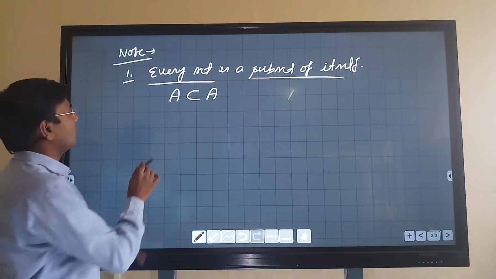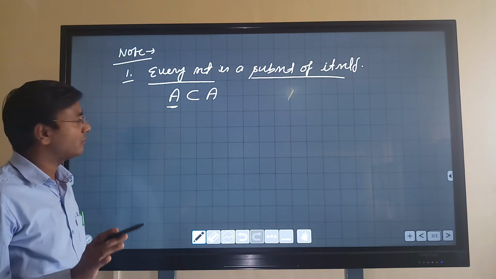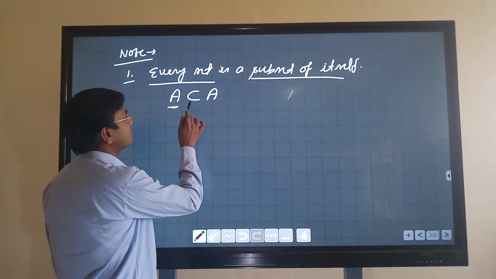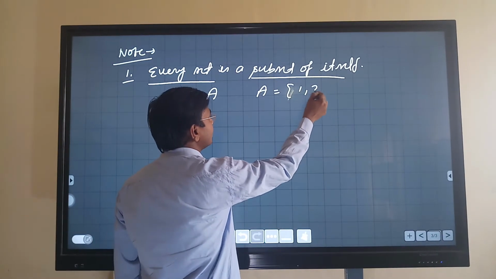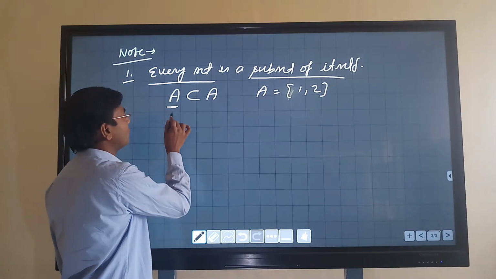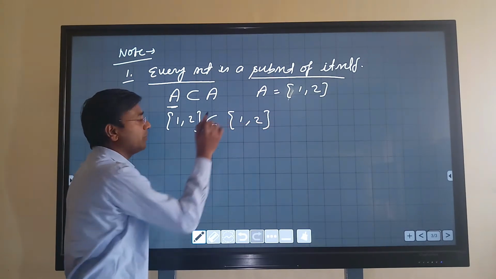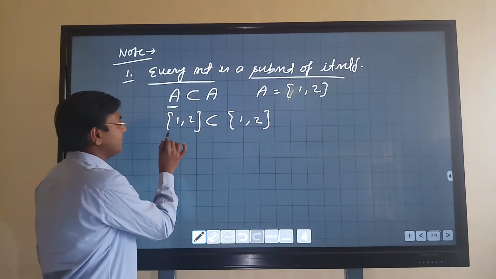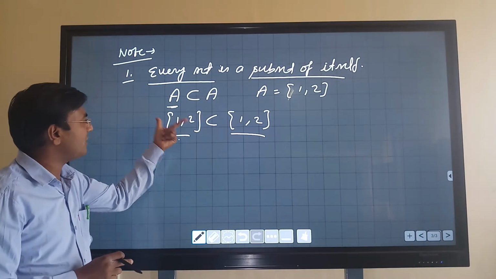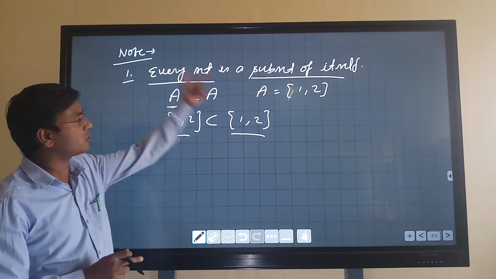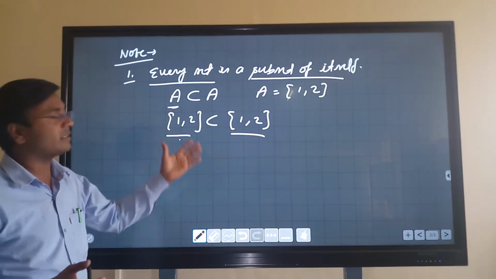So clearly all elements of this set, whatever the set, that is A, non-empty, is a subset of A. If I take A equals {1, 2}, then clearly {1, 2} is a subset of {1, 2}, because as per the definition, if one set is a subset of another, each and every element of this set must exist in the other set. So clearly the result is obvious.